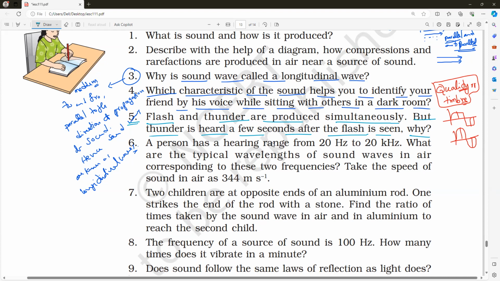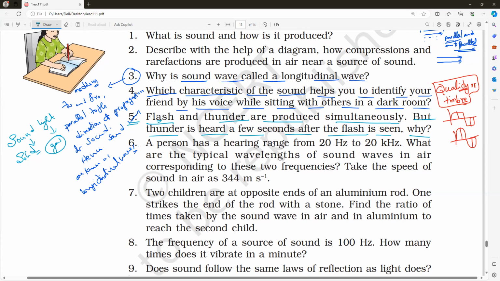Flash means lightning. Actually, thunder and lightning. Lightning is fast. So, we all know sound travels fastest in which medium? Solid. Sound is faster in a solid medium. But light will travel faster in which medium? Gas, or without a medium. So, that's what it is.